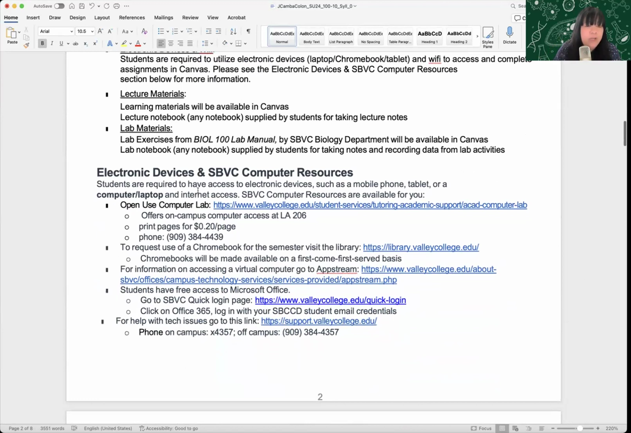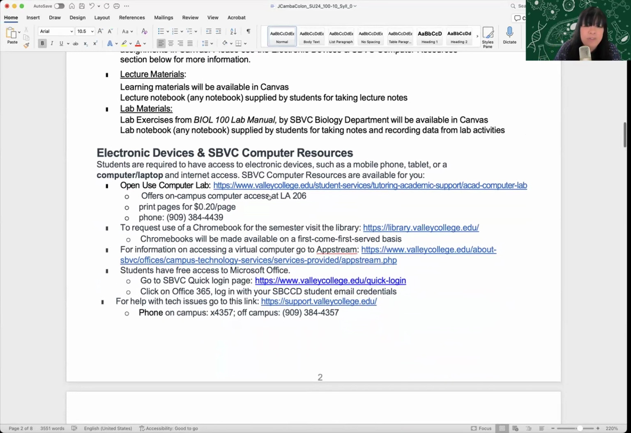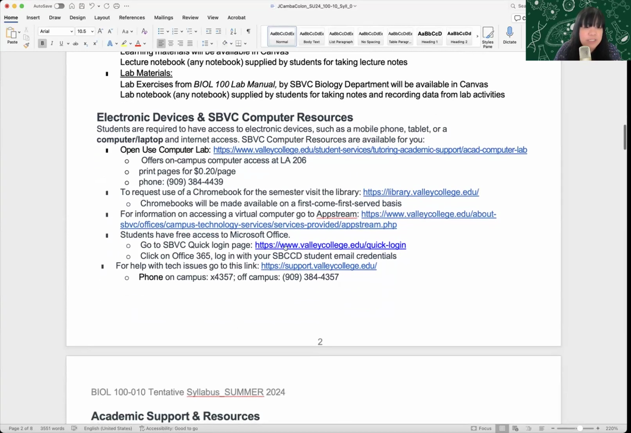All right. So you're going to need a laptop or a tablet, and you can borrow that from the library. You can borrow laptops from the library. Again, it's going to be on a first come, first served basis. And then once more Chromebooks are returned, you're going to be able to borrow them for the 5 weeks. Okay, so this gives you all the information.